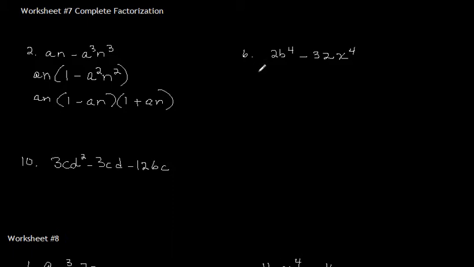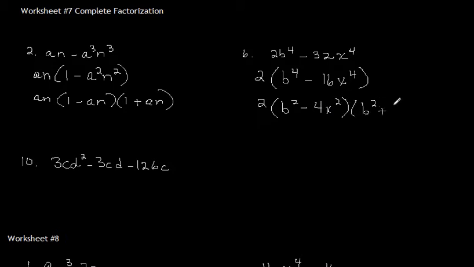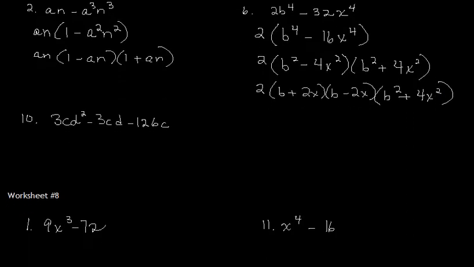Yikes. We can take a 2 out. There's no variables we can take out, so we're just going to get b to the 4th minus 16x to the 4th, and that is a difference of two squares too. So you get 2 times b squared minus 4x squared, b squared plus 4x squared, and this is a difference of two squares, so you can keep going. So you get 2, see they're perfect squares and it's a difference, so you get b plus 2x, b minus 2x. This is a sum of two squares, so you can't keep going, so you just get b squared plus 4x squared, and that's it. They're not hard, you just have to keep looking to see if there's more you can do.